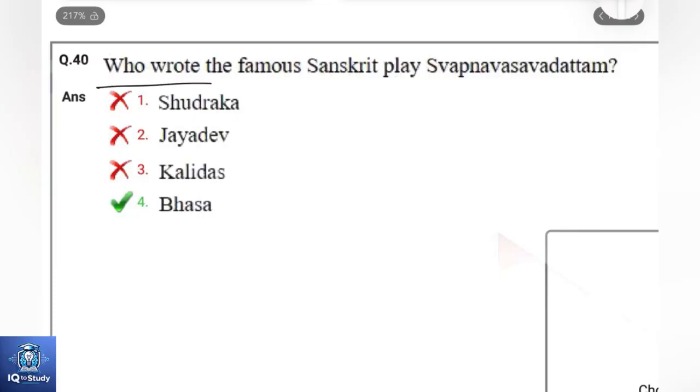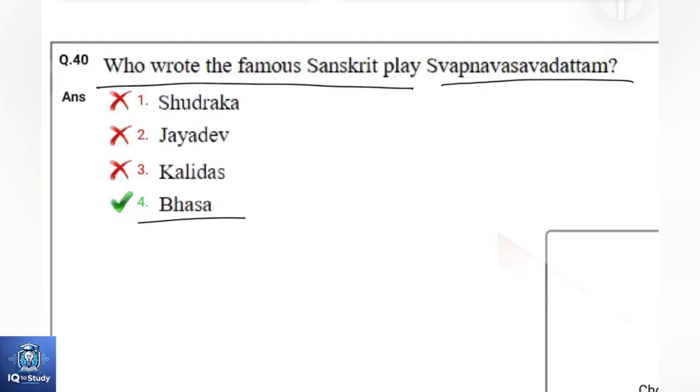Who wrote the famous Sanskrit play Swapna Vasavadattam? Bhasa. He is one of the earliest and most well-known Sanskrit playwrights in India.